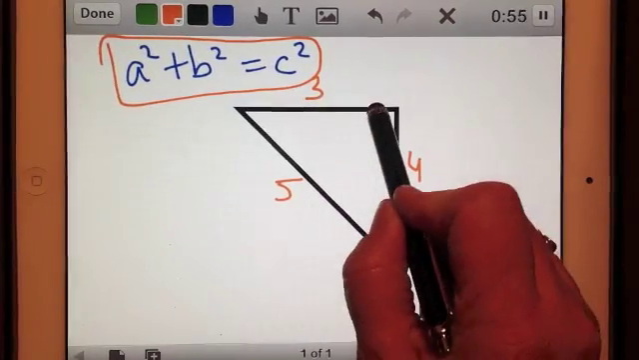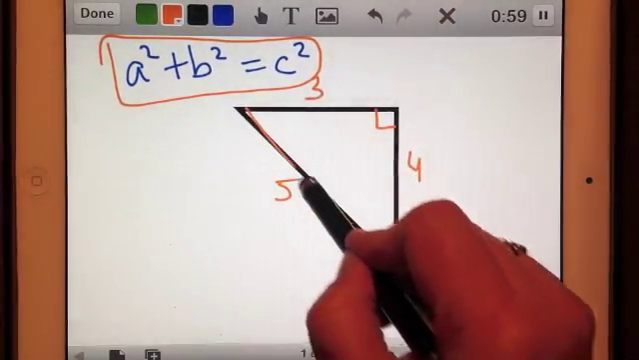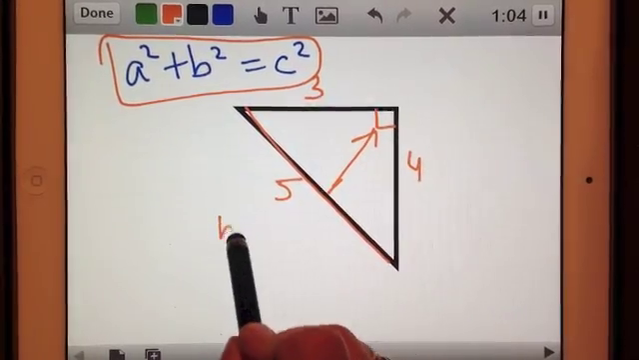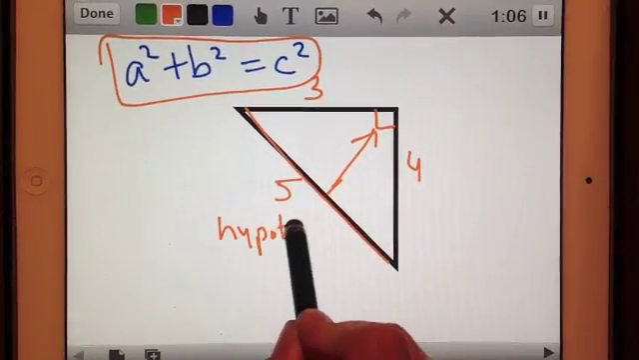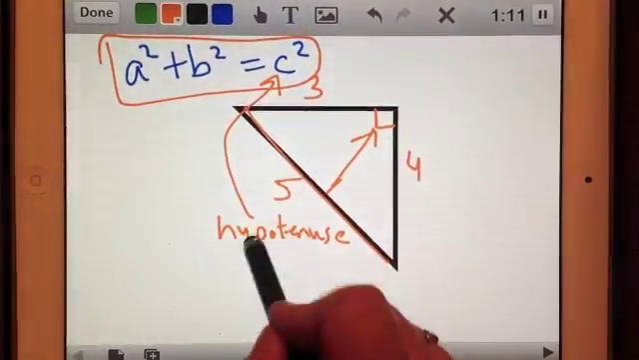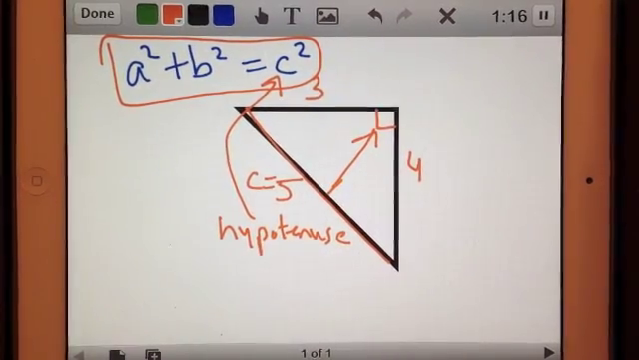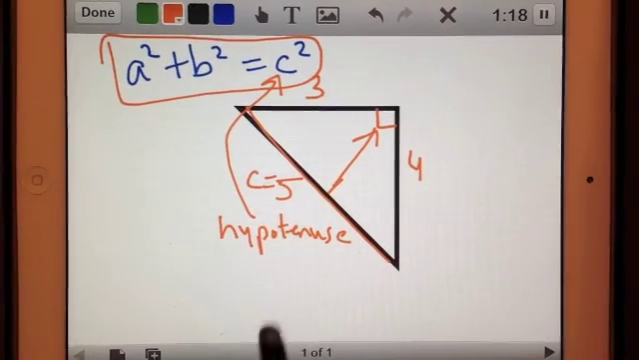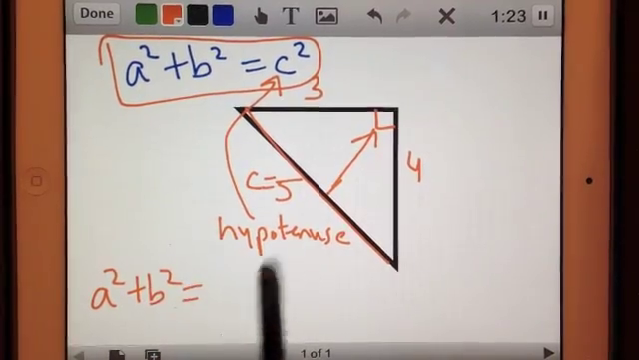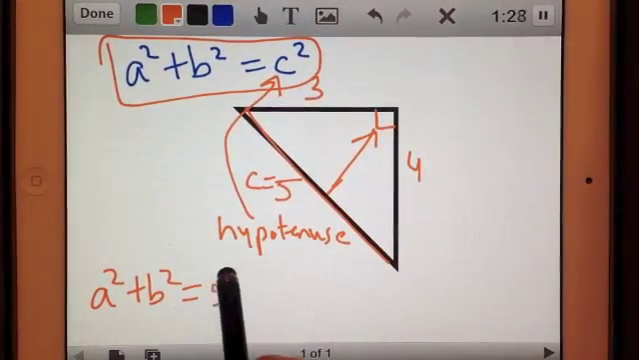So in a right triangle, and we're going to say that this is our right angle, the side that is opposite that right angle is the hypotenuse, which means that this is going to have to be C. The hypotenuse in this formula is always referred to by C. So we already know that C equals 5. So that tells me that I can write A squared plus B squared equals C squared, and I'll put 5 squared.